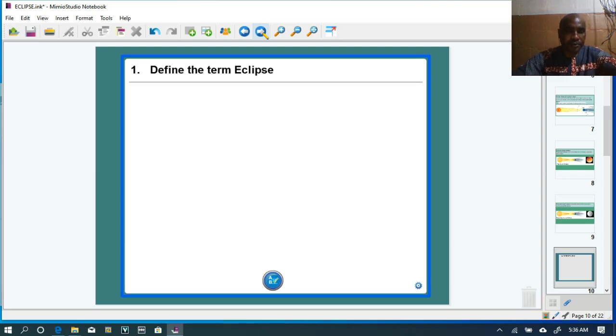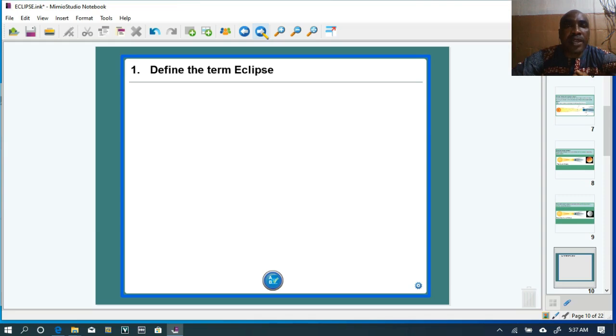Summary. An eclipse occurs when the rays of sunlight are partially or completely blocked by the moon or the earth. Two types of eclipse occur, namely, the first one is called the solar eclipse, while the second one is called the lunar eclipse, also referred to as eclipse of the moon.